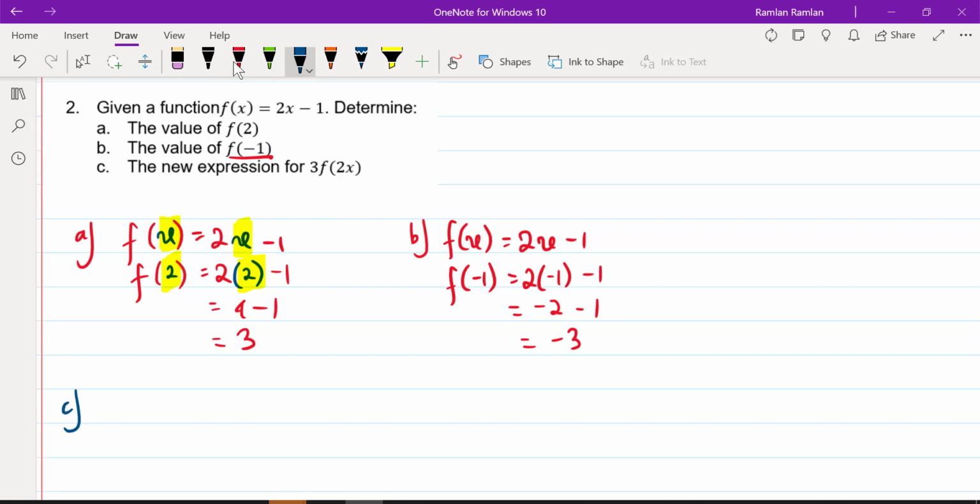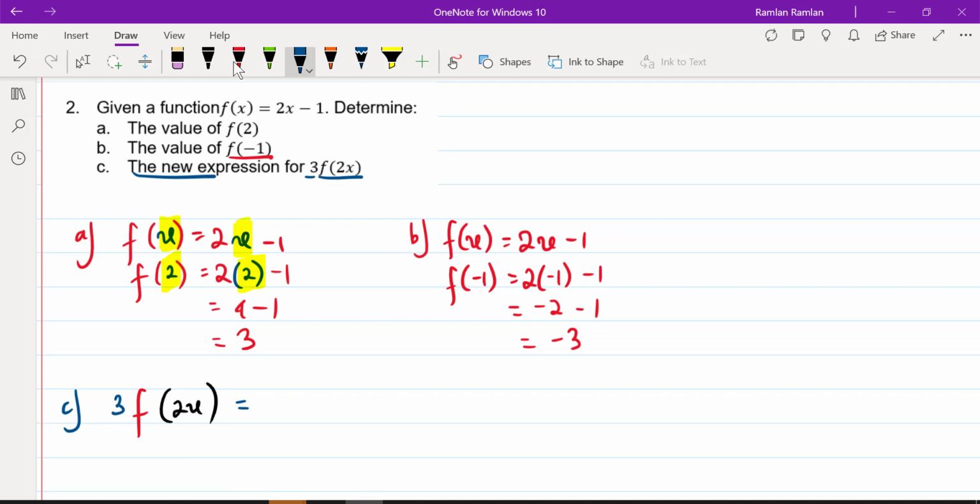Okay, question C. It said the new expression for 3f of 2x. So in here, we have this guy over here and this guy over here. So we can actually separate those two things, right? So the 3 and then f of 2x. So if I write down again the question, 3 of, write down f, and I'm gonna use a different color here, and then we have 2x like this, right? So notice that that 3 is just like a coefficient, right?